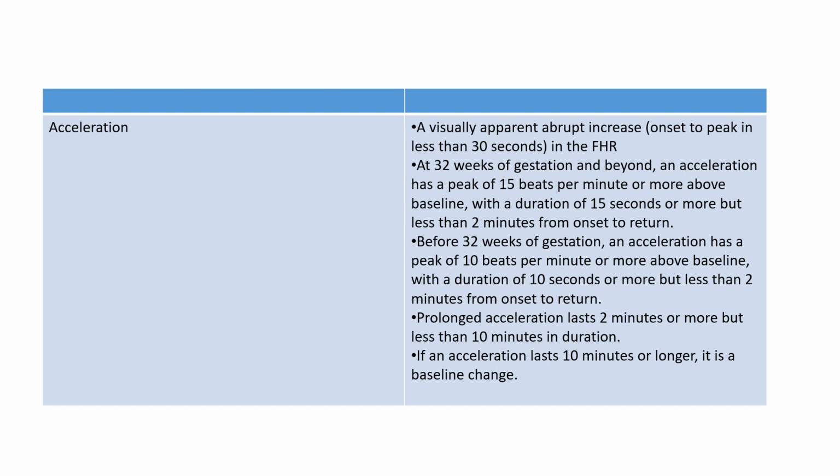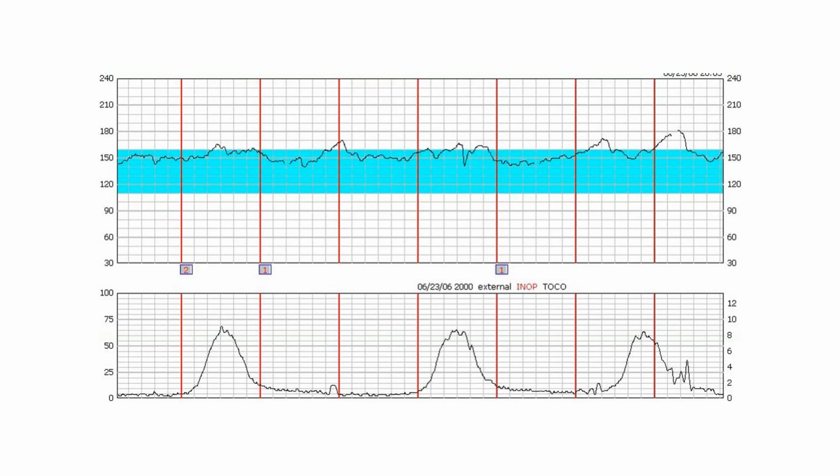Prolonged acceleration means that it continues for 2 minutes or more. If it continues more than 10 minutes, then this is what we call a change in the baseline. This is a slide showing normal variability and accelerations. The baseline here is about 150, and there are multiple accelerations, as you can see on the slide.